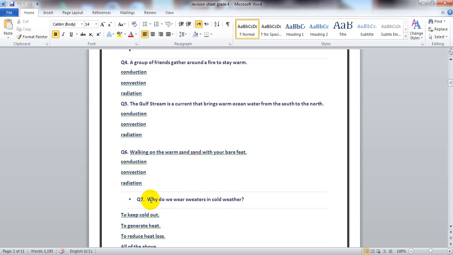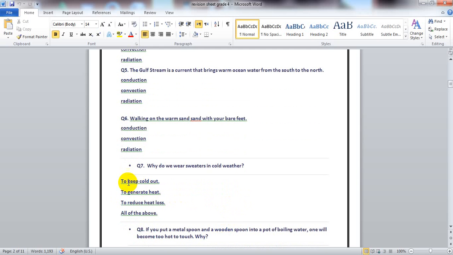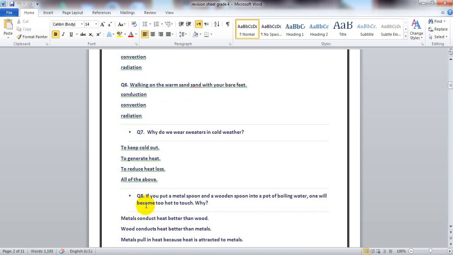Question number 7. Why do we wear sweaters in cold weather? To keep cold out, to generate heat, to reduce heat losses, all of the above. Yes, it's all of the above.